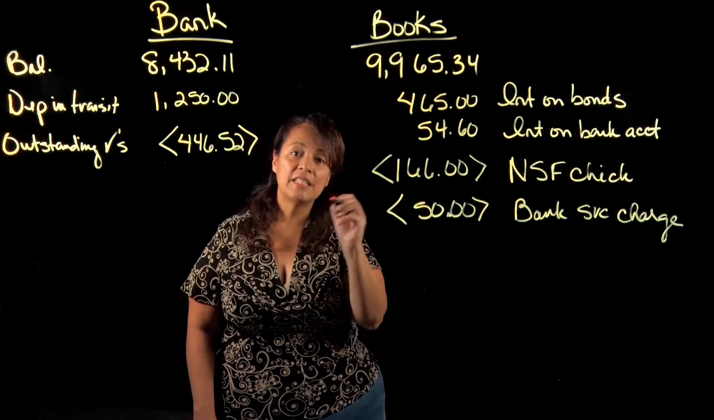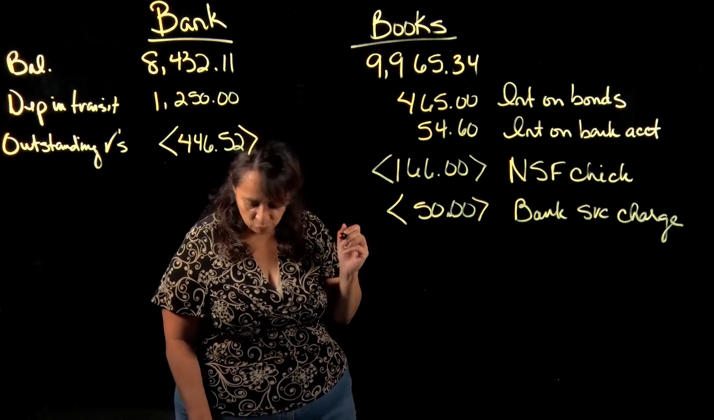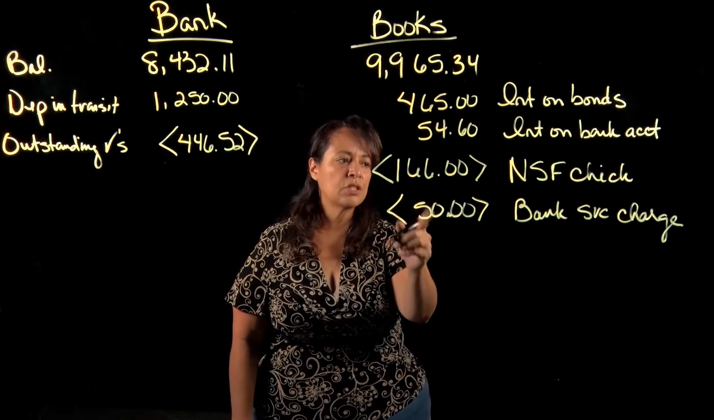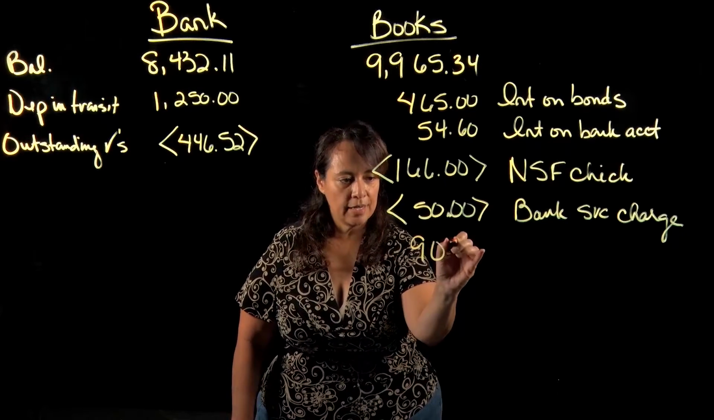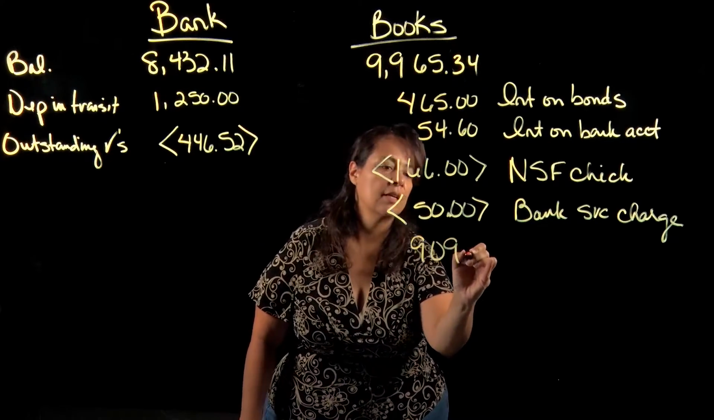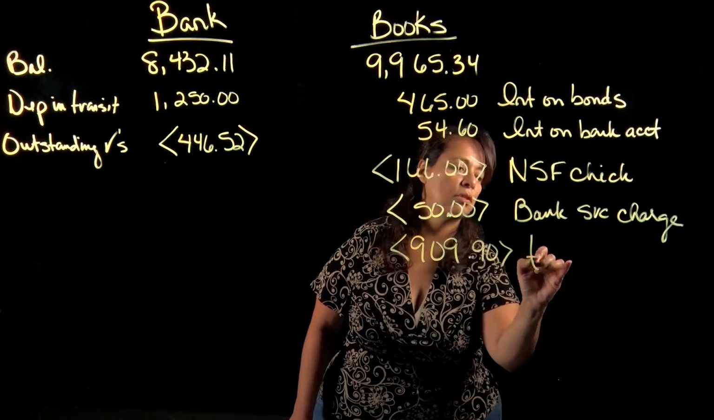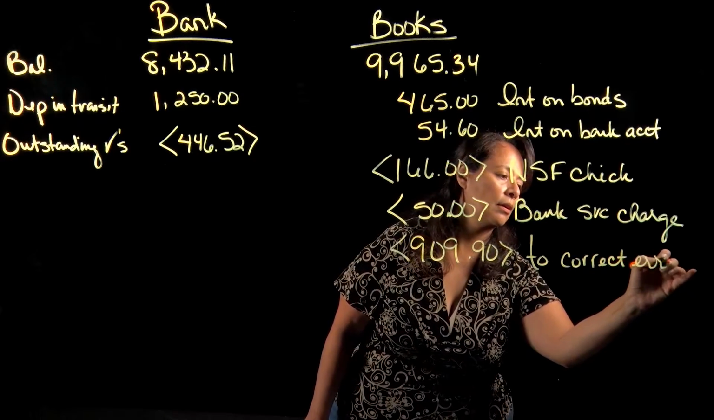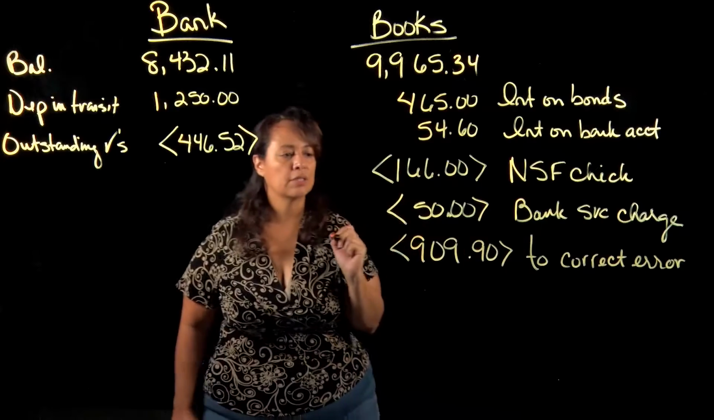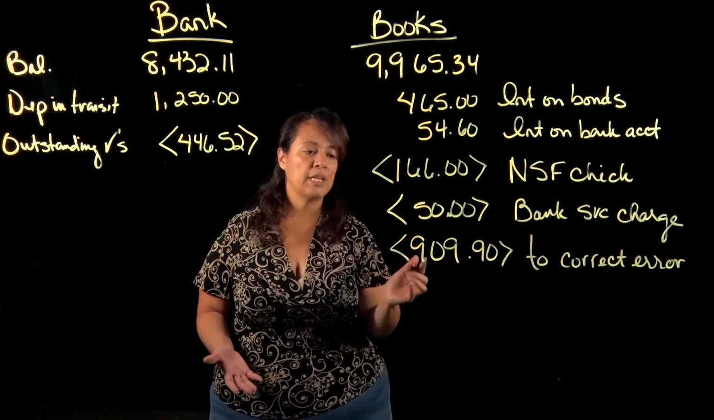So we need to take the difference, the correct amount minus the incorrect amount, and we need to subtract it from our books. And that amount was $909.90. We're going to say to correct error on our company's books. All right, those are all the adjustments we need to make.